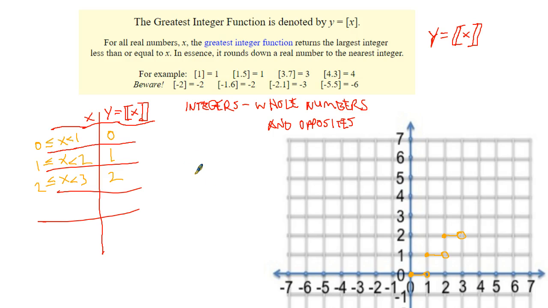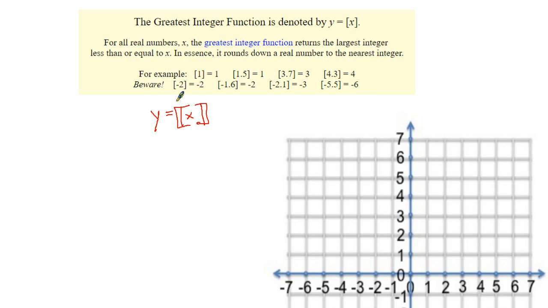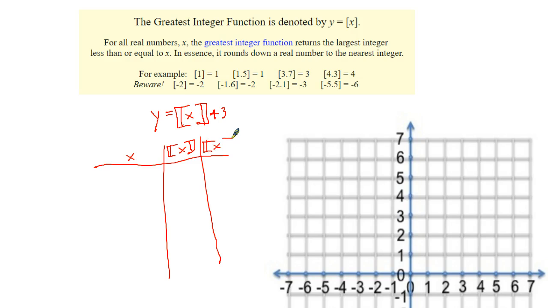Now let's take a look and see what happens if we do some stuff with the greatest integer function. What if we take the greatest integer function and add something to it, something like plus 3? Let's see what that graph is going to look like. Again, we can make a table, and when we do, we've got x, the greatest integer of x, and then the greatest integer of x plus 3.